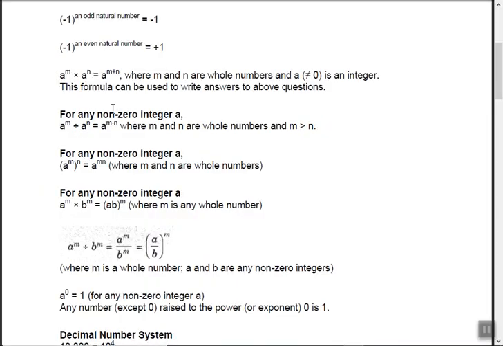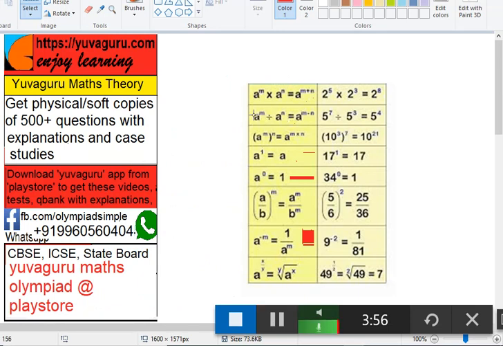Now the reverse is also true. For any non-zero integer a, a raised to m divided by a raised to n equals a raised to m minus n, where m and n are whole numbers and m is greater than n. Remember, this is important: m greater than n. See this example. 5 raised to 7 divided by 5 raised to 3 equals 5 raised to 7 minus 3, that is 5 raised to 4.